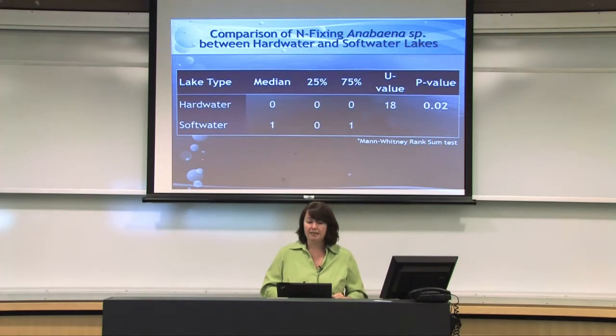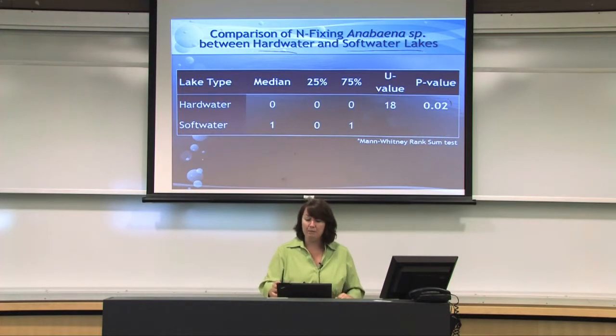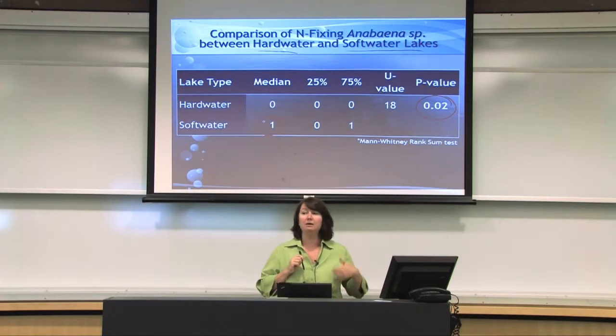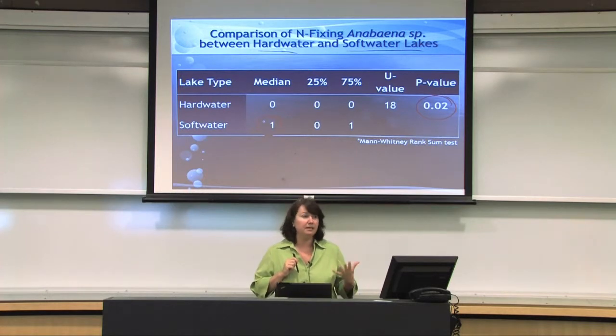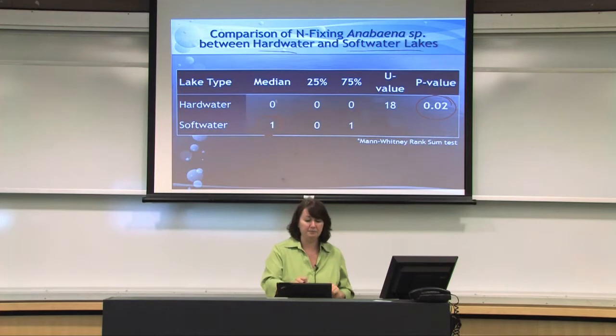So when looking at whether there is a propensity for Anabaena to be in soft water lakes compared to hard water lakes, we had a relatively small sample size, but using non-parametric techniques, we were able to show statistically that there's a higher probability of Anabaena occurring in the soft water lakes than in the hard water lakes.